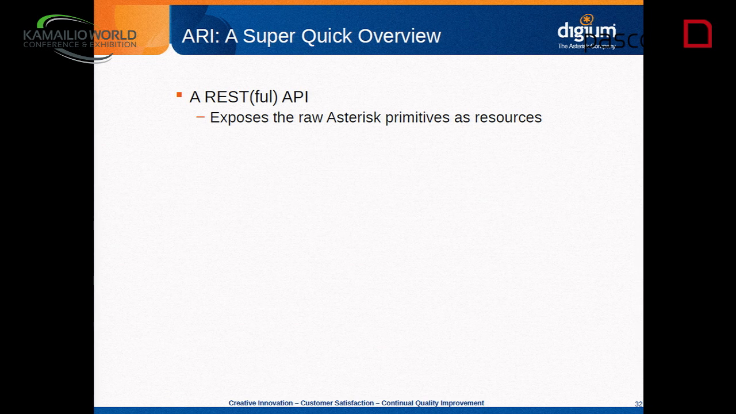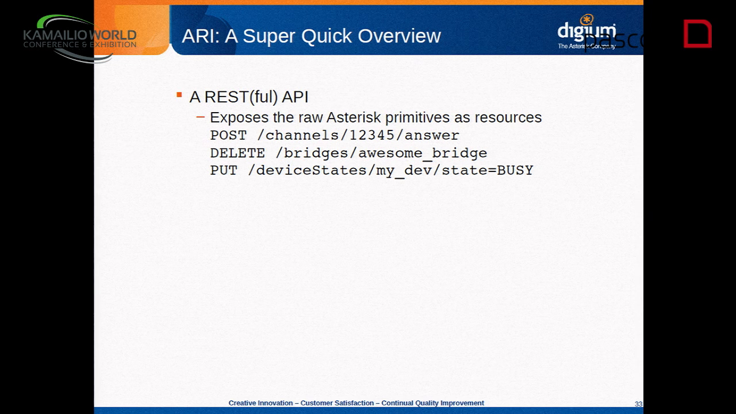It exposes the raw Asterisk primitives as resources. When I say raw Asterisk primitives, I don't mean just channels. It's kind of everything. Anything that a C developer would use to build a dial plan application typically has a REST resource available for it, and you can manipulate it using RESTful calls. So I can make a post to a channels resource and answer it. I can delete a bridge, and bridges are their own objects that can be manipulated. I can change a device state to change a BLF on a phone, and I've got a nice little REST API that does all that.